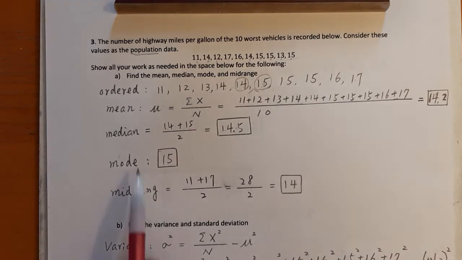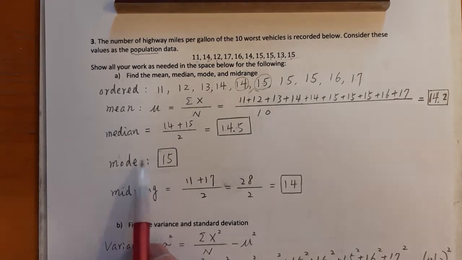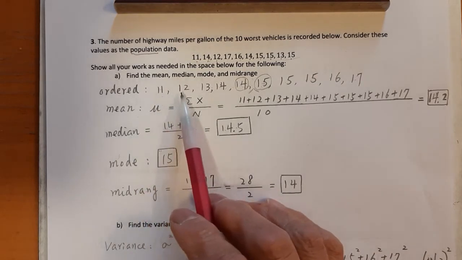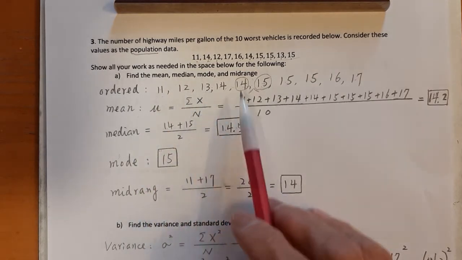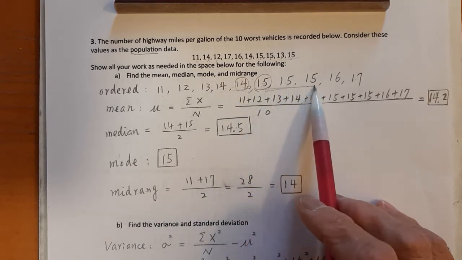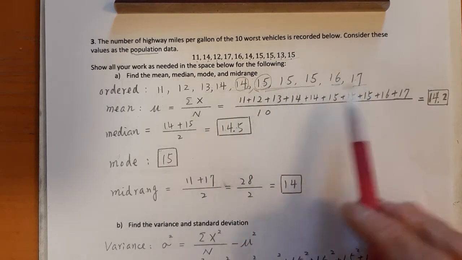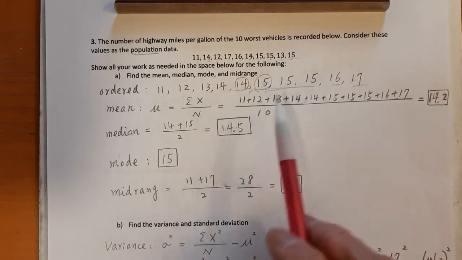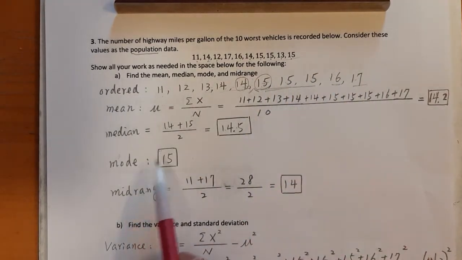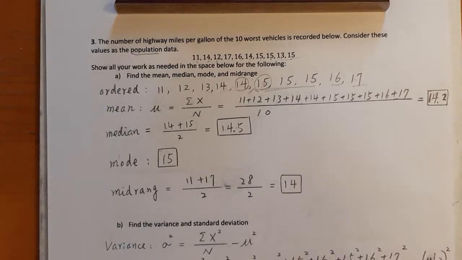Mode is the most frequent one, the one that happens most. So 11 happens once, 12 once, 13 once, 14 twice. But 15 has 3. 16 is 1, 17 is 1. So 15 has 3, the highest frequency. So the mode is 15.